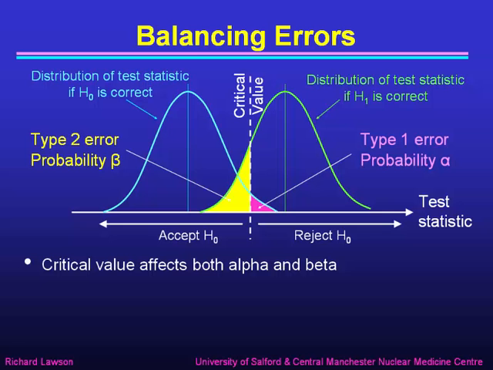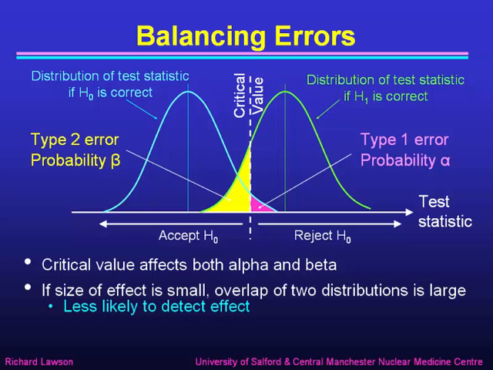Clearly the critical value will affect both alpha and beta. If we move the critical value to the right, it reduces the probability of the type 1 error but increases the probability of a type 2 error, and vice versa. So having the appropriate critical value is important.